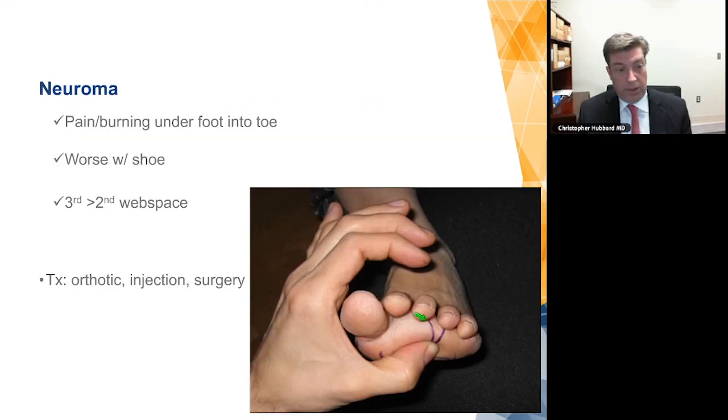The neuroma is really pain under the ball of the foot. Patients will feel it more in a constricted shoe. At times they'll feel it extend into the toes. It's more common in the third space than the second space, but essentially pinching in that spot can replicate the pain. Orthotics can help. Sometimes a cortisone injection can help, but usually shorter term, and the surgical way is to excise the nerve itself.